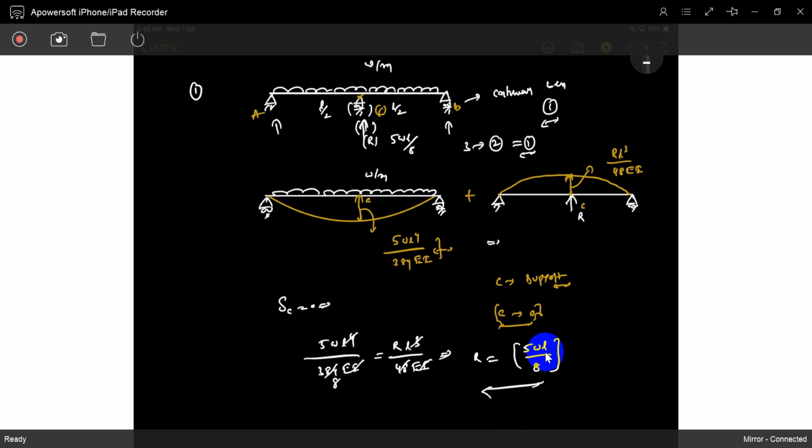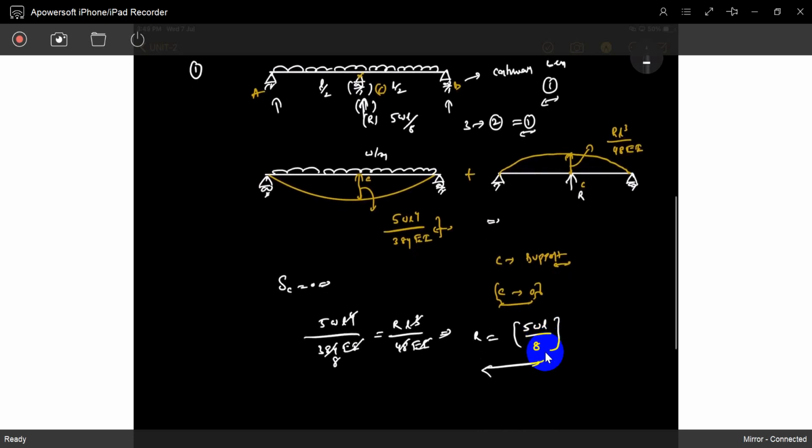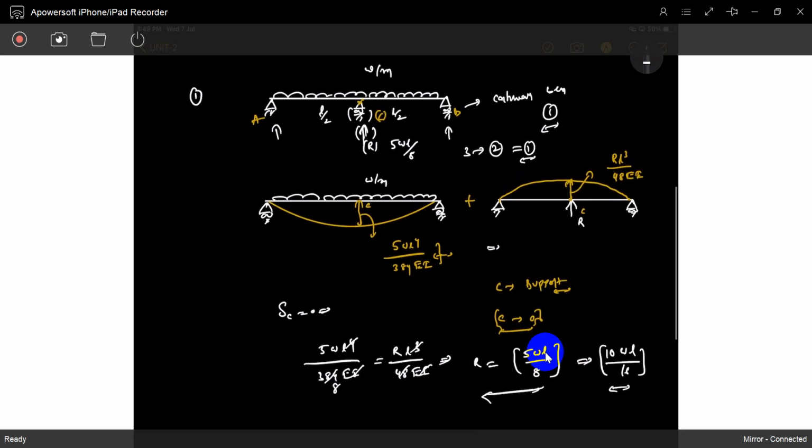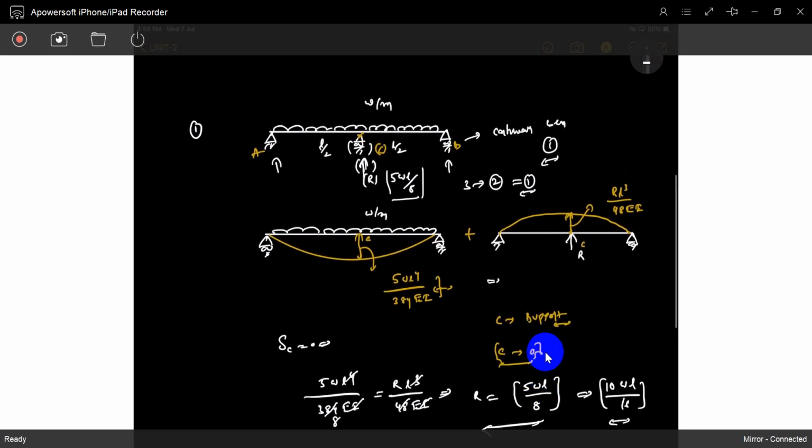Understood? Enough. So I will call it C, 10 by 16. I will write it as 10 by 16, that is 5 by 8. So what is the total amount of vertical force? It is WL. Understood? Total is WL.